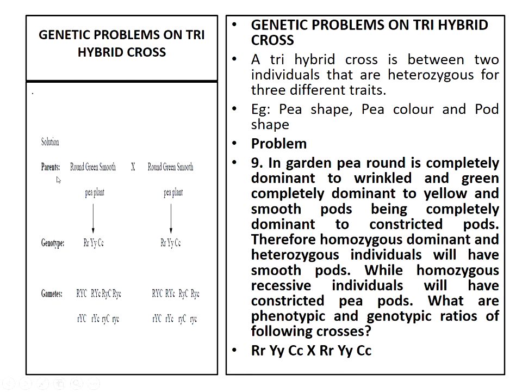First, the parents. A round, green, smooth pea plant is crossed with a round, green, smooth pea plant. So the genotype is heterozygous: capital R small r, capital Y small y, and capital C small c, crossed with capital R small r, capital Y small y, and capital C small c. Next is the gametes.